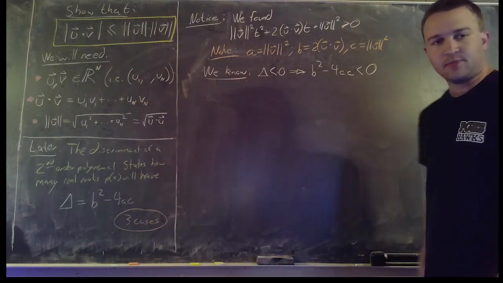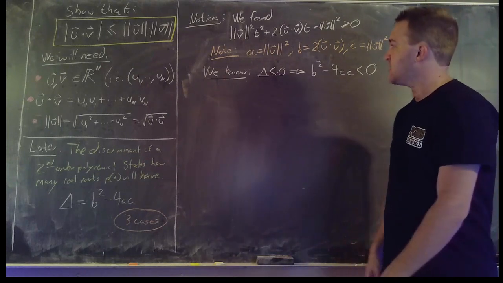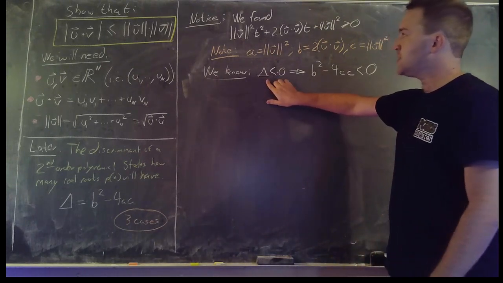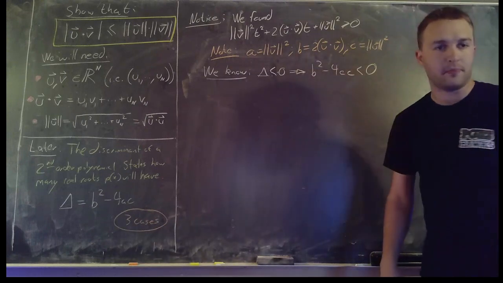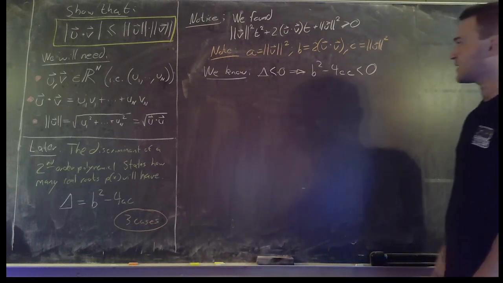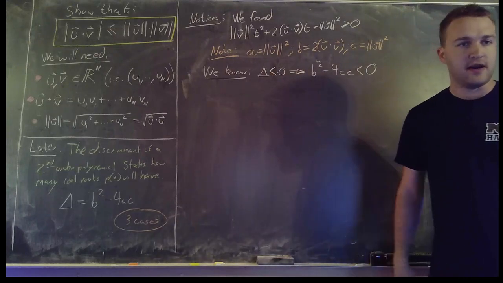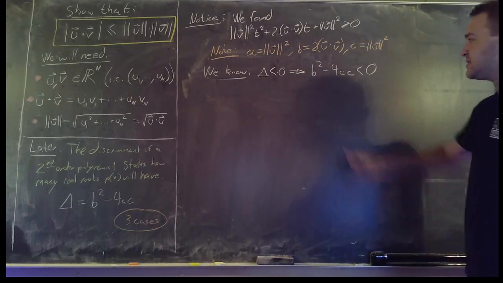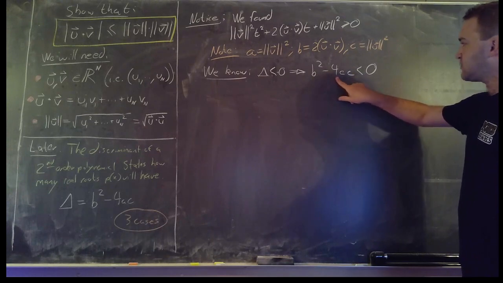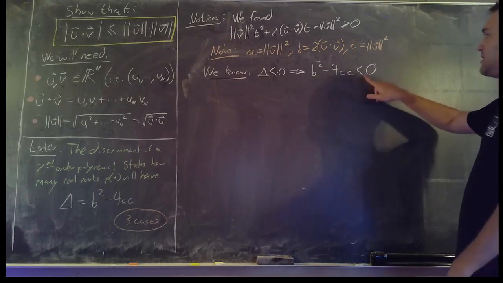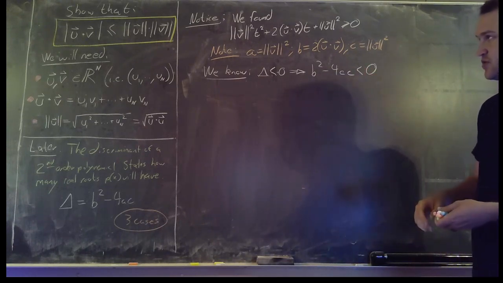Okay, so on the last board we discussed the cases for the discriminant, and we found that the case that we're dealing with, since our coefficients are all positive and we're dealing with non-zero vectors, is that the discriminant will have to be a negative number. And that simply implies that b squared minus 4ac, the definition of the discriminant, is going to be less than 0.